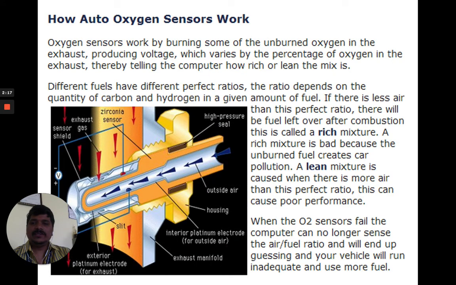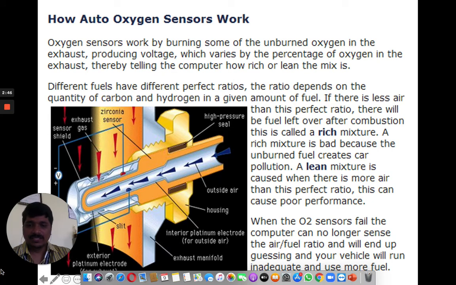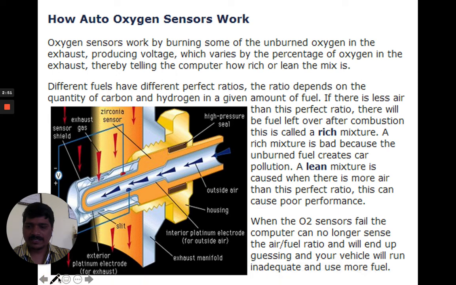Basically, the oxygen sensor works by reacting to the unburned oxygen in the exhaust, producing a voltage which varies with the percentage of oxygen in the exhaust. Thereby all the information collected by the sensor is given to the computer system. As you can see in the figure, this is the small diagram of the sensor.